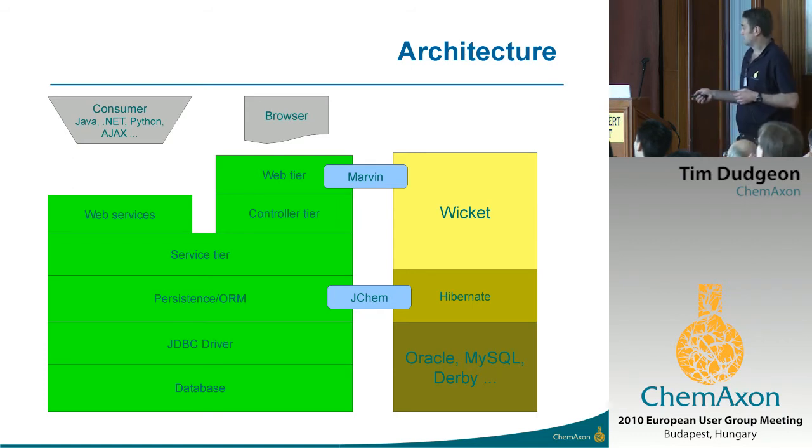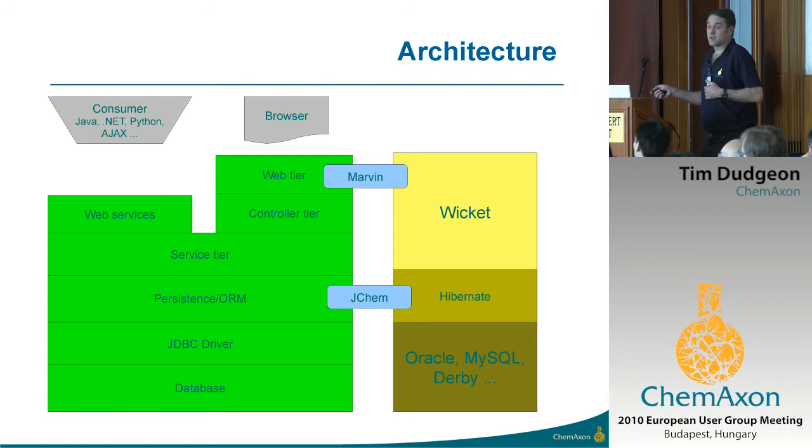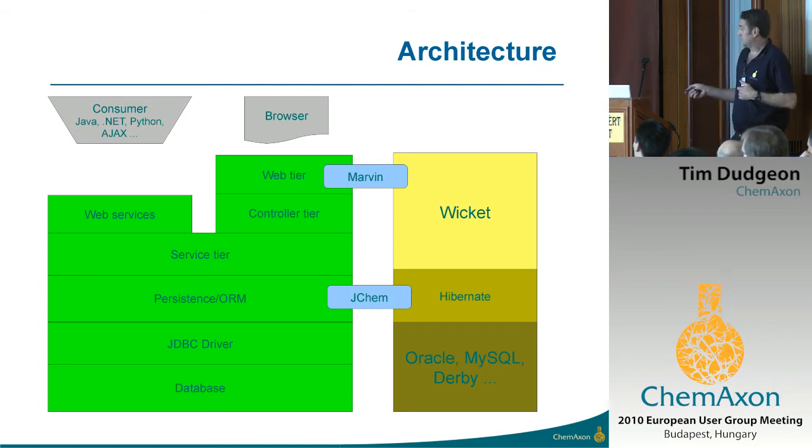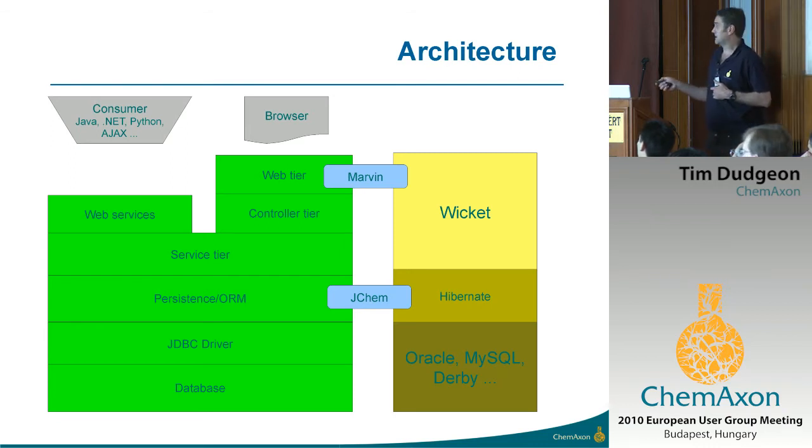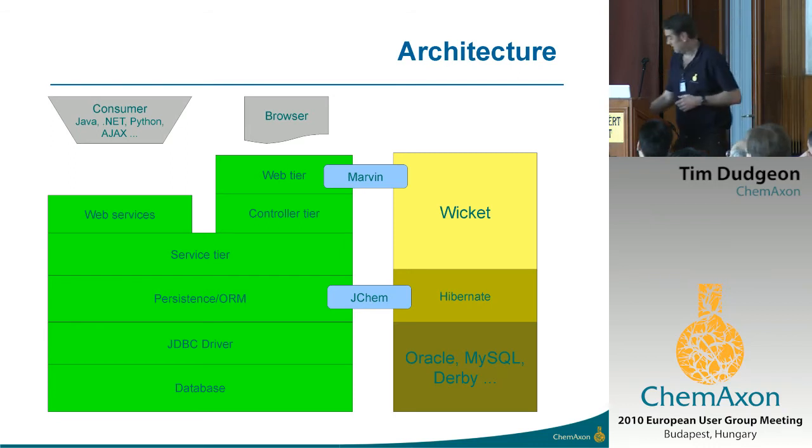In terms of what we use to implement this, the database, again, could be anything. In the example, it's Derby, but it's completely pluggable. The persistence framework we're using is Hibernate, and Hibernate using JChem to manage the persistence. And the web framework we're using is Wicket, and Wicket is obviously using Marvin for the display of the structures.